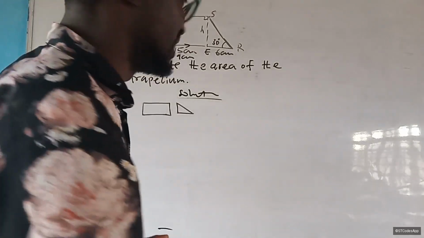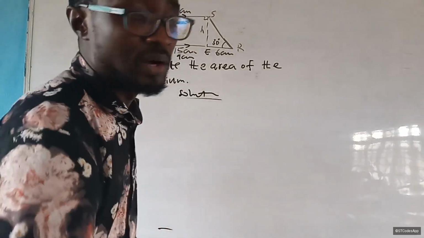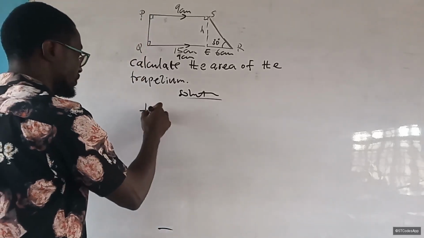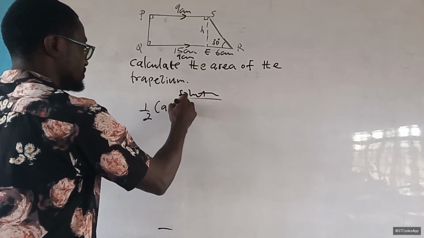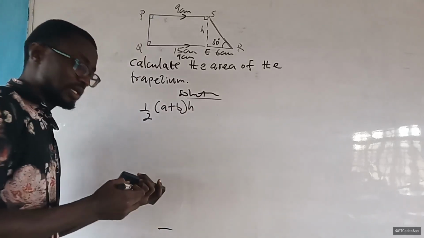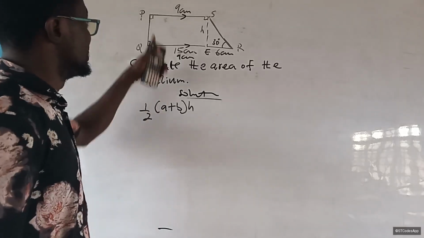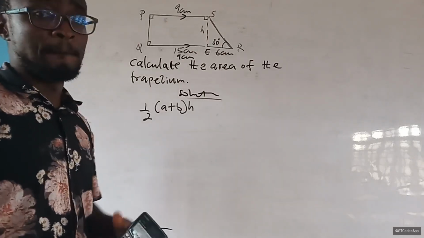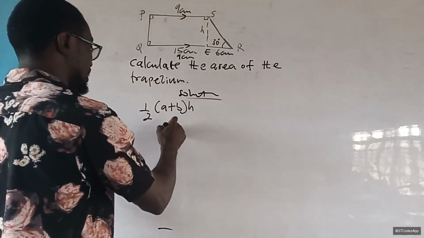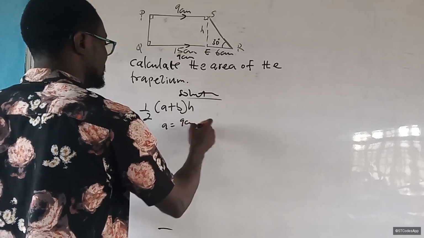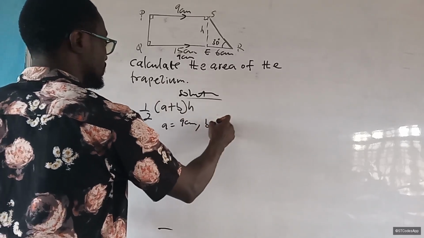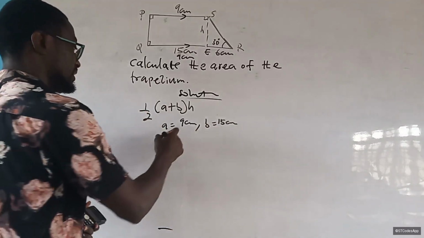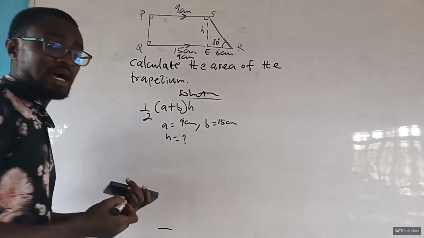Remember vividly that the formula for calculating the area of a trapezium is given in this form, where we have half open bracket A plus B multiplied by height, where A is the upper parallel side and B is the lower parallel side. So we can denote this as our A equals 9 centimeters, and our B is 15 centimeters. Then our height is what we are looking out for.